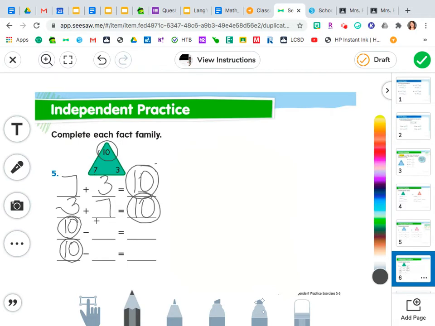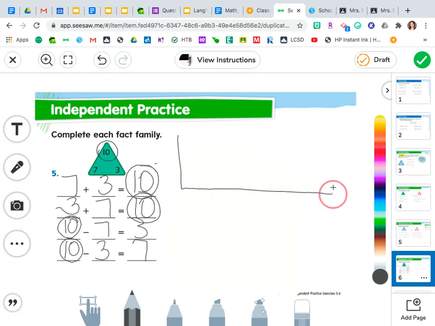So again, if I let 7 go first this time, so 10 minus 7 equals 3, we've got to be fair and let 3 go first. So 10 minus 3 is going to equal 7. And we've used these same numbers. So 10 minus 7 equals 3, 10 minus 3 equals 7, 7 plus 3 equals 10, 3 plus 7 equals 10.